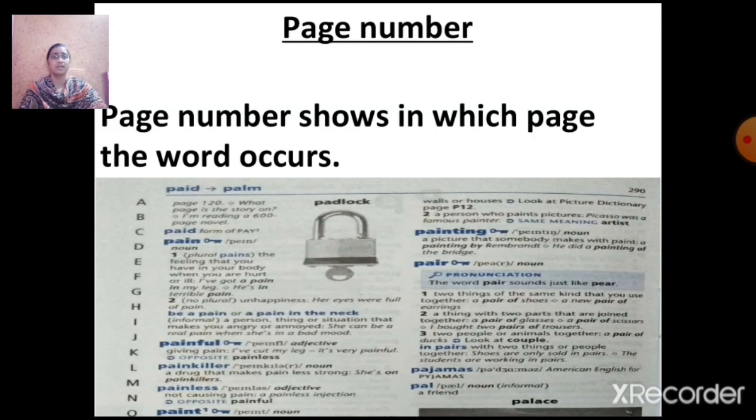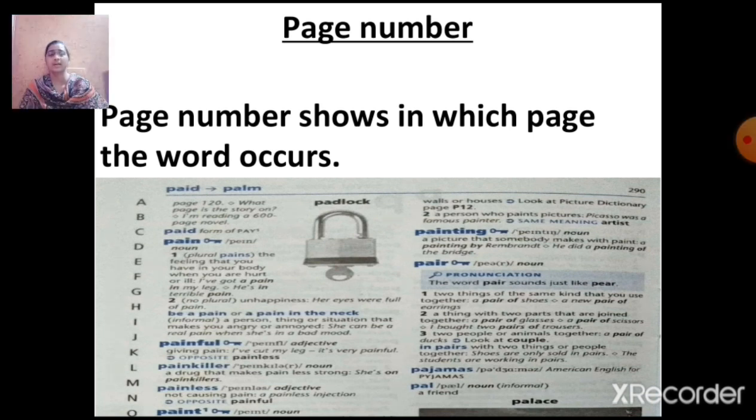Now the last one is page number. Now you will find the page number at the top of each page in the dictionary. The page number also shows on which page the word occurs.